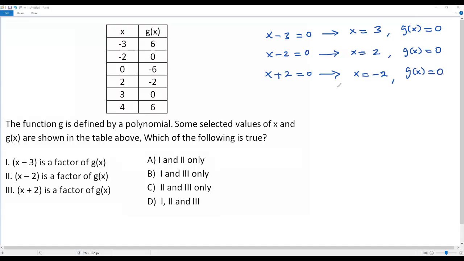Now let's go to the table and check whether g of x is 0 when x equals 3. Okay, when x equals 3, g of x is 0. So clearly x minus 3 is a factor of g of x. So the first statement is true.